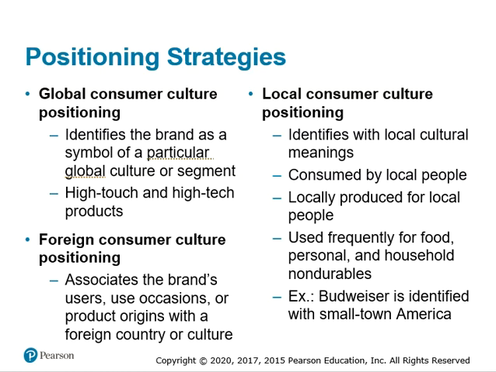There are also positioning strategies for the global marketer. You have global consumer culture positioning, or what we call GCCP, which is defined as a strategy that identifies a brand as a symbol of a particular global culture or segment, and it can be used to target various segments associated with the emerging global consumer culture. Now, this strategy has proved to be successful for communicating with global teens, for example, or cosmopolitan elites who have homes in multiple countries. Laptop warriors who are globetrotters and consider themselves part of the transnational commerce culture is another type of group.